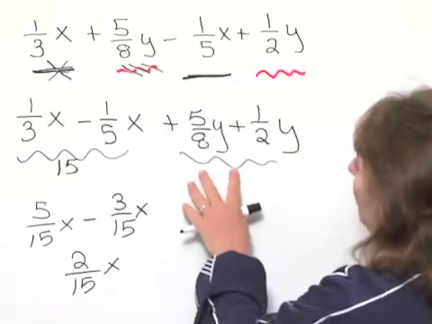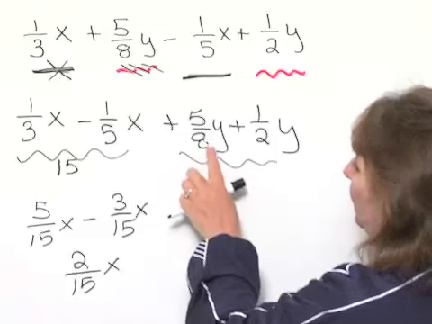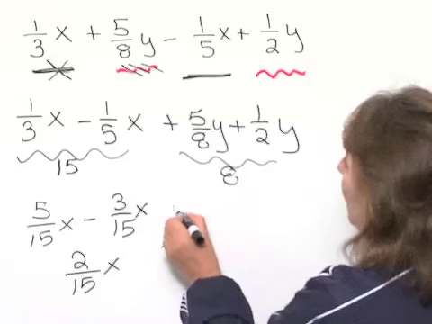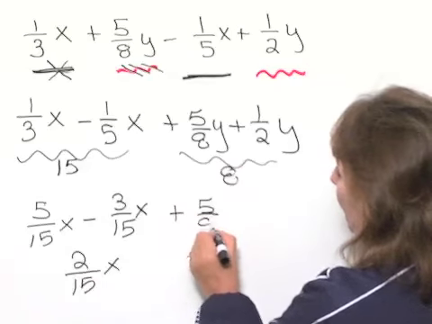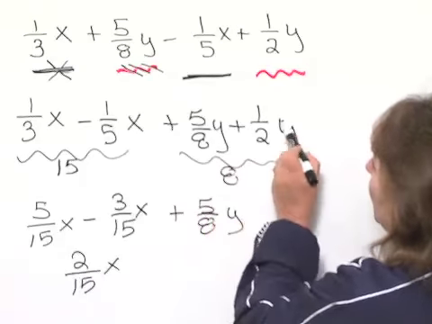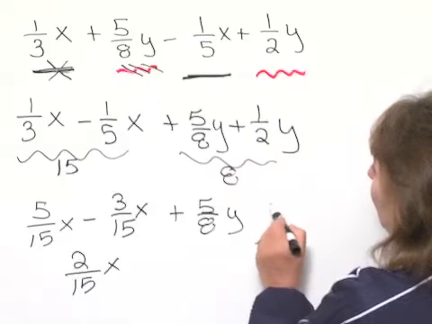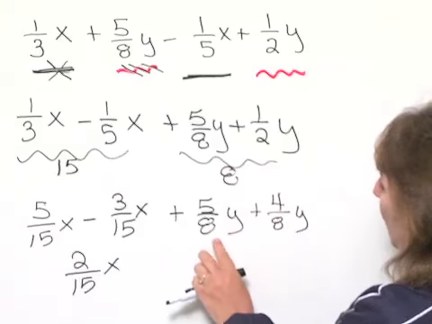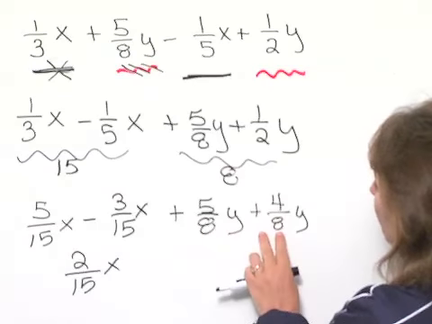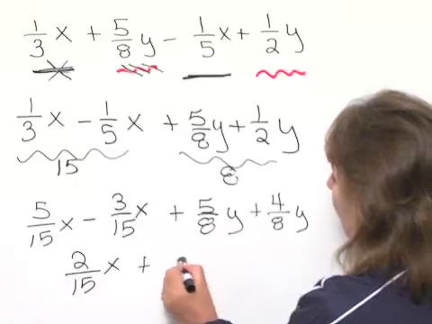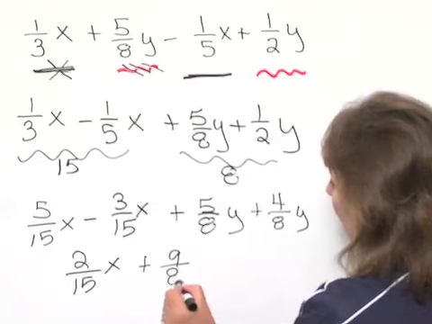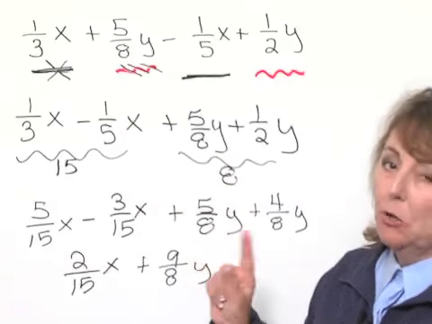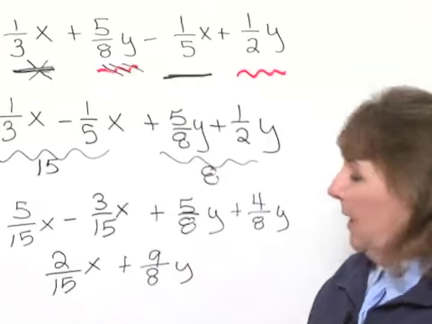Now we have this problem. We have positive 5/8 y plus 1/2 y. The common denominator here is 8, but we already have an 8 in our first one, 5/8 y. So we really just have to multiply the numerator and the denominator by 4, and we get 4/8 y. Now we're going to add the coefficients. 5/8 plus 4/8 is a positive 9/8 y.